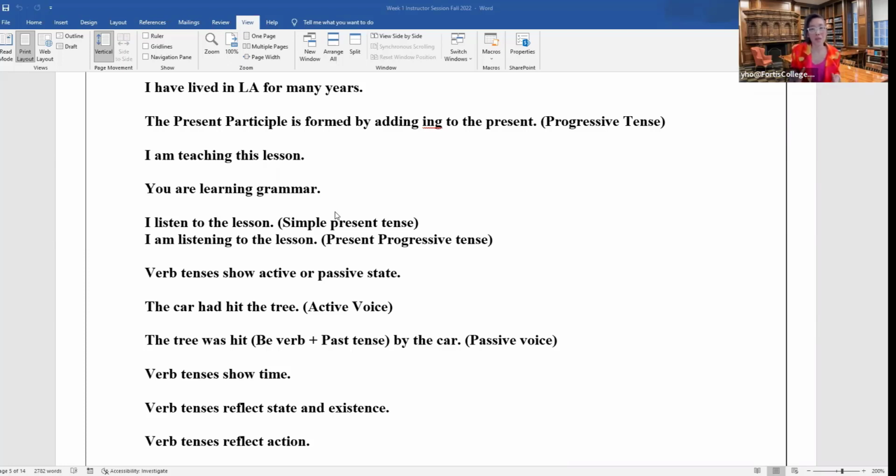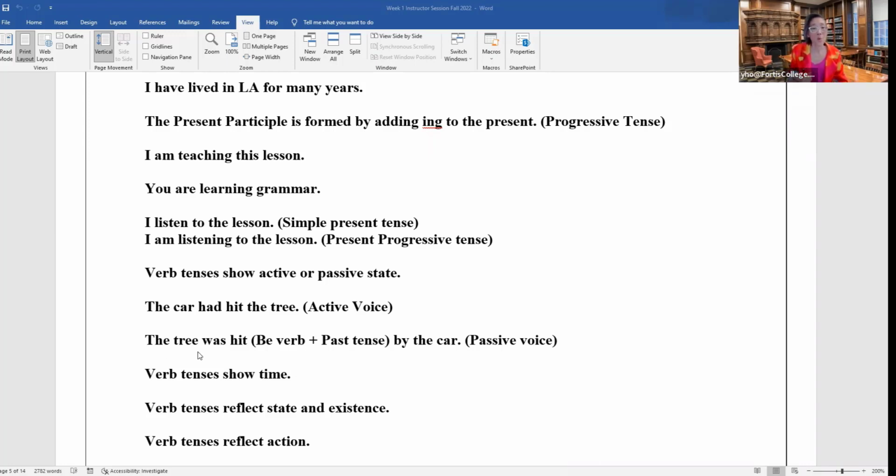On your quiz, you have to be able to tell the difference between a passive voice and an active voice. It's going to say, the car had hit the tree. Is that passive or active voice? Here you can tell it's active voice because it's the car that's doing the action. That's how you know it's active voice. Then your quiz is going to ask you, is the sentence active or passive voice?